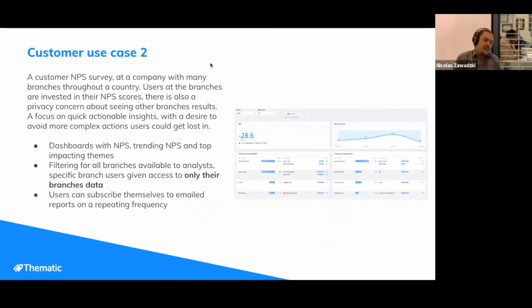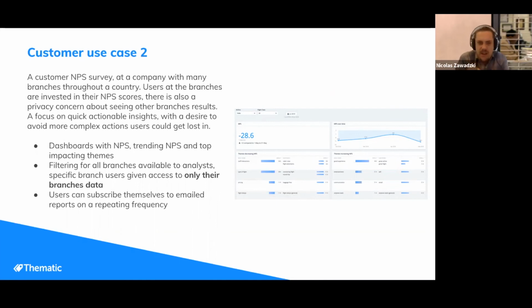And so the second use case, and I think we have time for maybe one or two more before I open up to questions, is a company that has an NPS survey. This company has many different branches, which customers will go and interact with. And so they have a lot of stakeholders who each have their own individual branch, and they care a lot about their results.